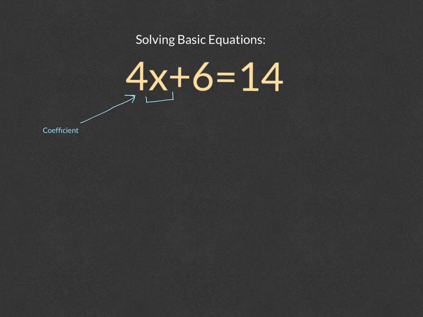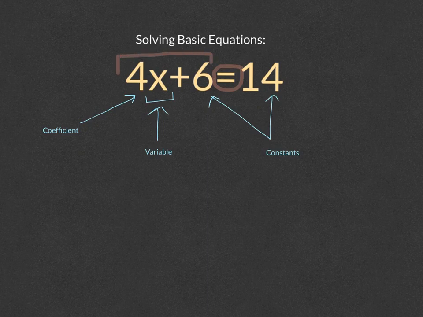Alright, the second part of our equation here is the x. The x is the variable. The next part is the 6 and the 14. Each of those are constants. And the last part of the equation is what actually defines the equation, and it's this equal sign. That equal sign means that the whole left side of the equation must always be equal to the whole right side of the equation.